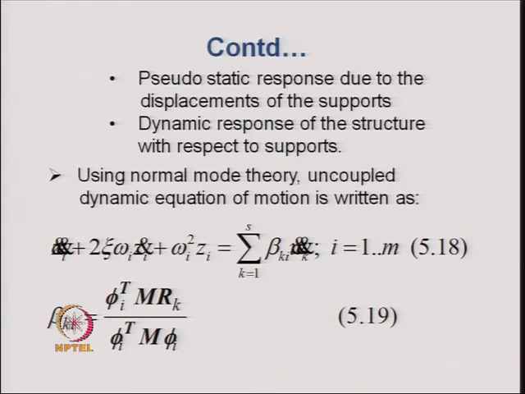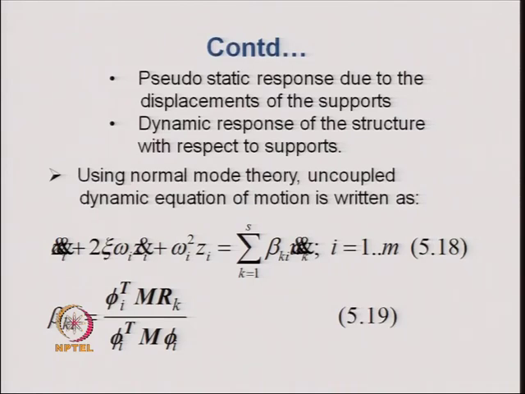There are some coefficients, and these coefficients are stored in the program so that they can later be multiplied with the ground displacements taking place at different supports. The second part comes straight from the dynamic response analysis of the structure with respect to the supports. Now, using normal mode theory, the uncoupled dynamic equation of motion for each mode of vibration can be written by equations like equation 5.18, where we have the ith modal equation providing the ith generalized displacement Z_i.